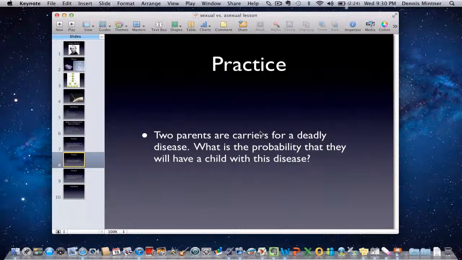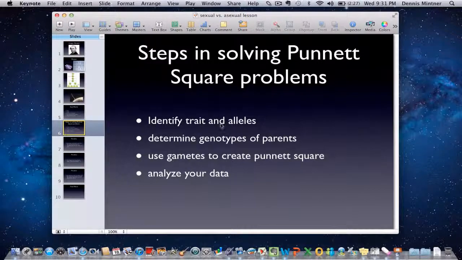Now the key word here is carrier. Carrier means automatically that they're carrying the trait that they don't show themselves in their phenotype, but they got the gene for it. They're carrying it on for the next generation. It might show up in their children, it might not, but they're carrying it for that next generation, possibly. All right? They don't have it, but they can carry it. So it automatically means they are heterozygous. So the trait, if we go back to the steps, the trait is the deadly disease, and the alleles are they have it or they don't have it.